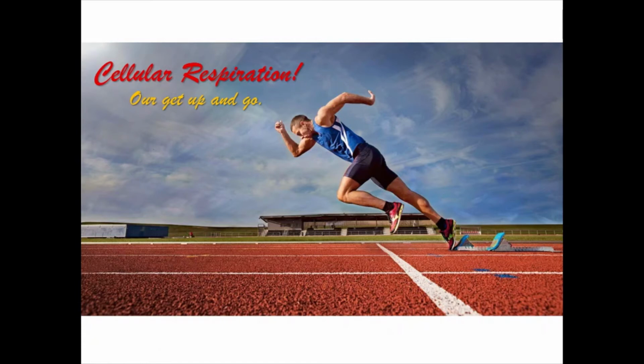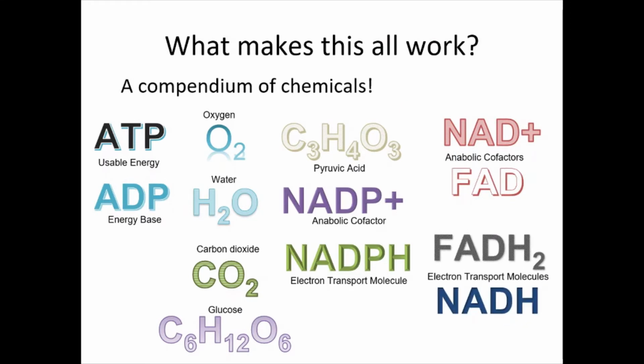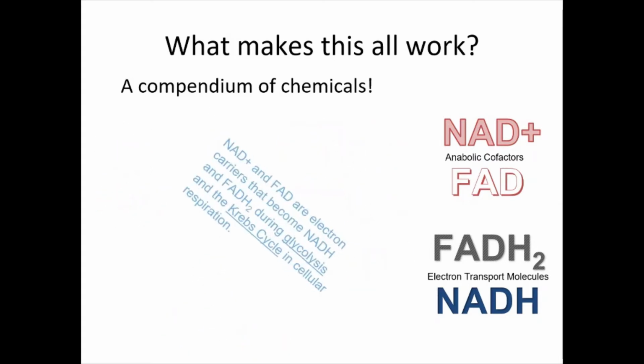Welcome. Today we're going to be looking at cellular respiration, our get up and go. Now, as you saw in the photosynthesis videos, there's a whole bunch of different chemicals that have to come together in order for cells to make energy. Today we're going to be looking at a couple of new ones that are unique to cellular respiration, and they are NAD ion and FAD, which are anabolic cofactors, as well as FADH2 and NADH, which are electron transport molecules.